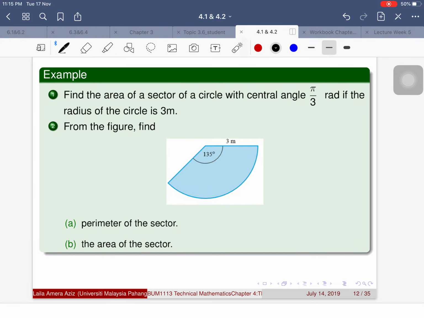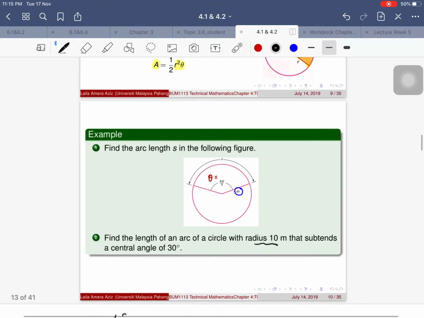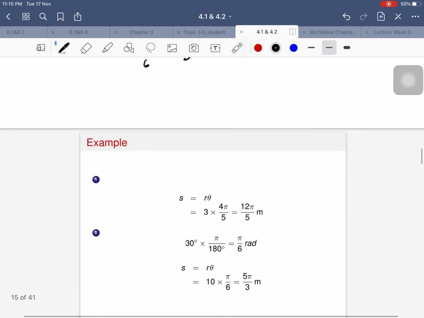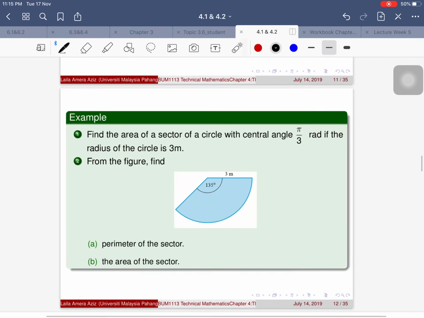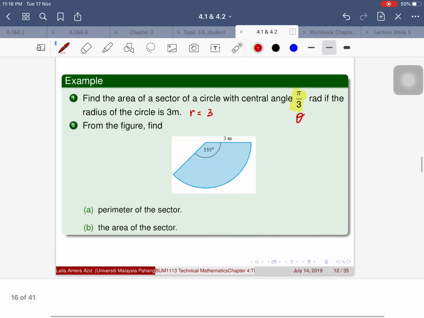Okay, this is going to be an example concerning the second formula, which is going to be the area of the sector. What is it called? Sector area formula. That's right, that is called a sector. So it says find the area of a sector of a circle with central angle pi over 3 radian. So that is going to be our theta. So our theta is going to be given by pi over 3 radian. If the radius of the circle is 3 meters, that is going to be our radius. So radius is going to equal 3.